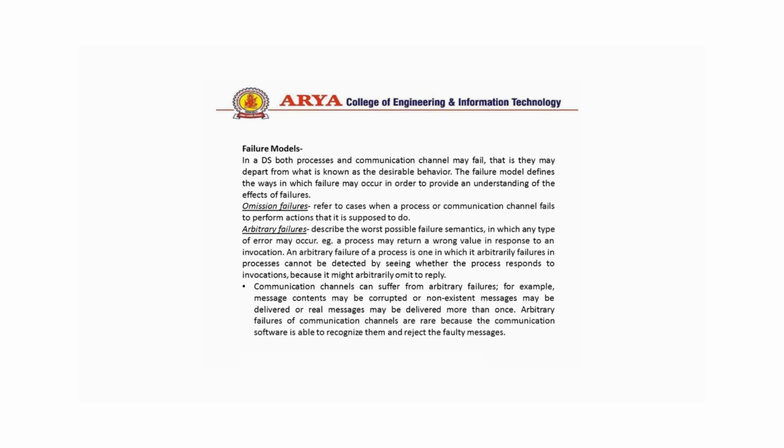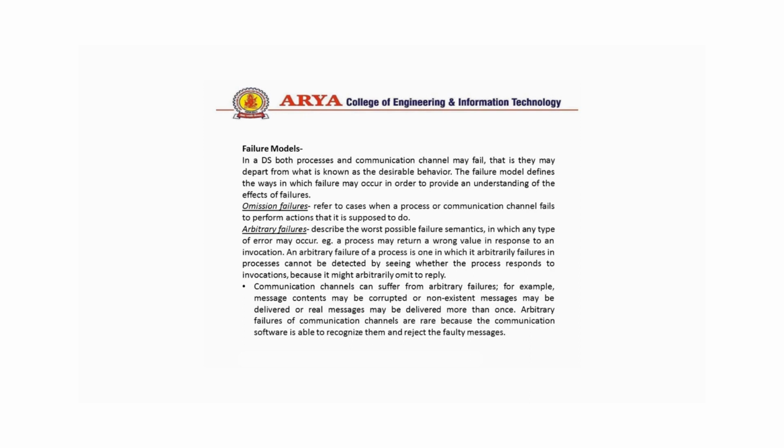Omission failure, the first type of failure, refers to cases when a process or communication channel fails to perform the actions that it is supposed to do. Arbitrary failure describes the worst possible failure semantics in which any type of error may occur. A process may return a wrong value in response to an invocation, or anything may happen which we have not known beforehand. So these are the unexpected failures for which we are not prepared.